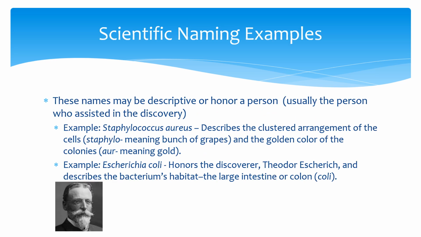Now, you might be wondering where these scientific names even come from. A lot of it has to do with the person who found it, or maybe a description of the organism or where it was found. For example, Staphylococcus aureus describes a clustered arrangement of cells, staphylo meaning a bunch of grapes, and the golden color of the colonies, aureus meaning gold. So it's basically just describing what that bacteria looks like.